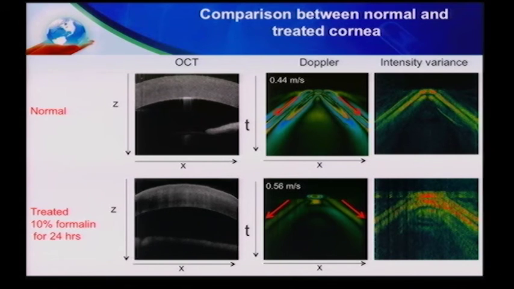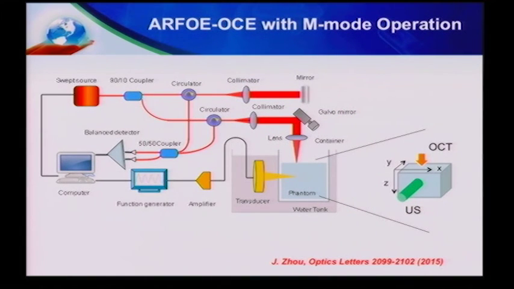We looked at cornea, normal and cross-linked. You can clearly see the difference in the shear wave propagation speed. This is 0.44, this is 0.46. So you have a very powerful tool to measure that quantity. Another way you can measure that is using M mode, essentially just staying in one location, and you excite the ultrasound and measure the propagation of the shear wave from the bottom all the way to the surface.